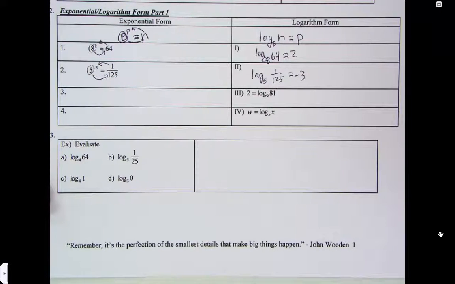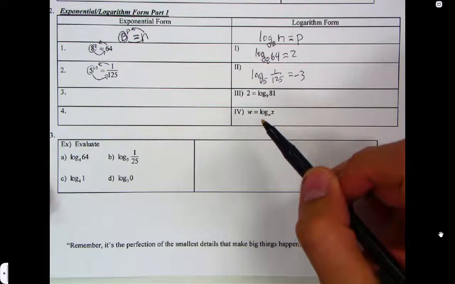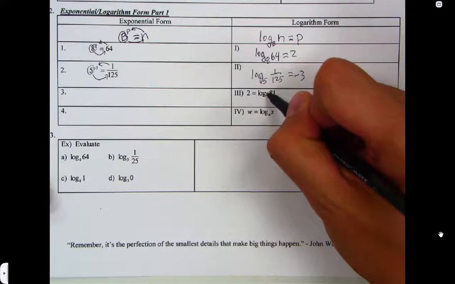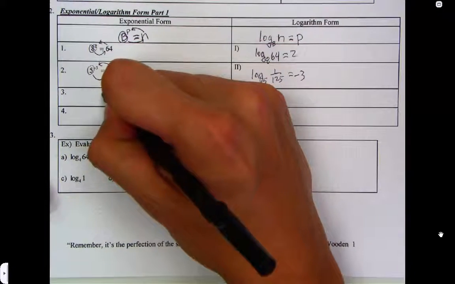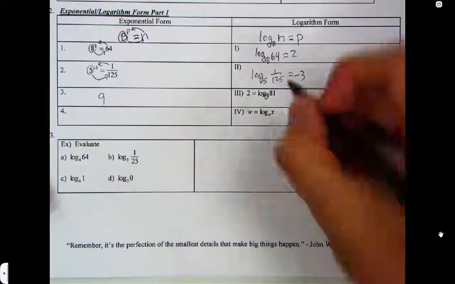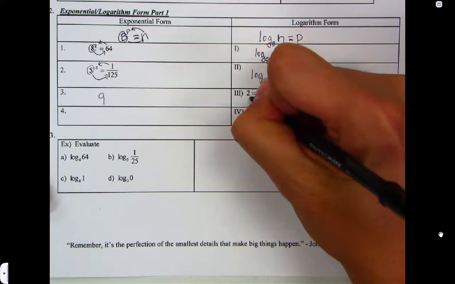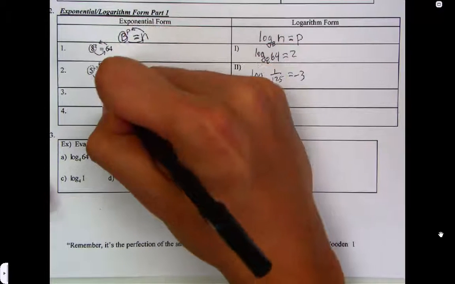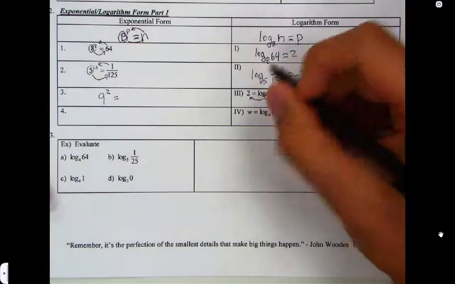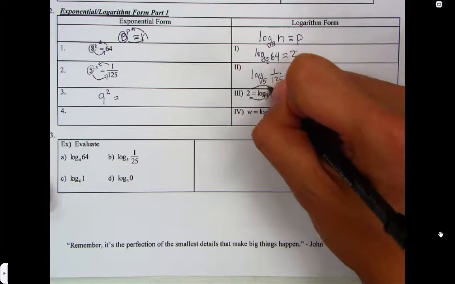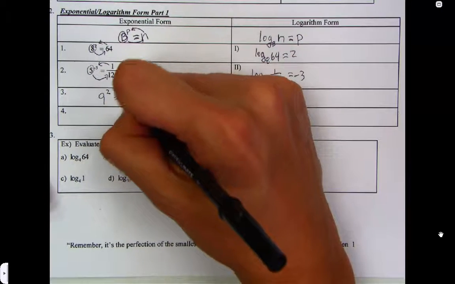Now we're going to go backwards from log form to exponential form. Circle the base, it's always next to the g. So I'm going to write 9. On the other side of 9 is 2. I'm going to write that in the exponent. And on the other side of 2 it's 81. So 9 squared is equal to 81.